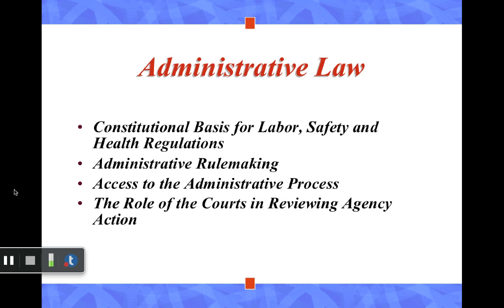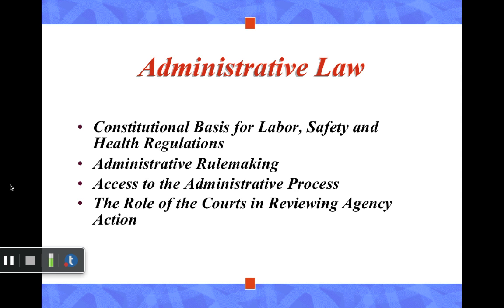So what we've covered today is administrative law, sort of an overview: the constitutional basis for labor safety and health regulations, administrative rulemaking, access to the administrative process, and the role of courts in reviewing agency action. Next week, we're going to go through an actual agency, OSHA, and talk about its creation and what it does. The next week, we'll get into the Review Commission and how any disputes that cannot be resolved within the agency are adjudicated by the Review Commission before going into the federal court arena. And then the week after that, we'll talk about OSHA regulations that have been challenged in the federal courts, and ultimately what that's meant for how the agencies have to do business.